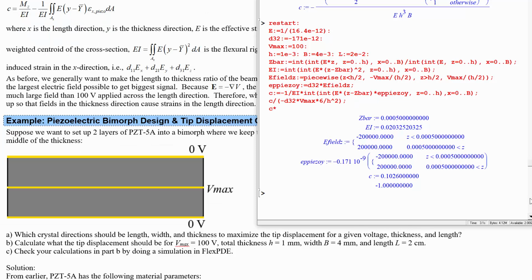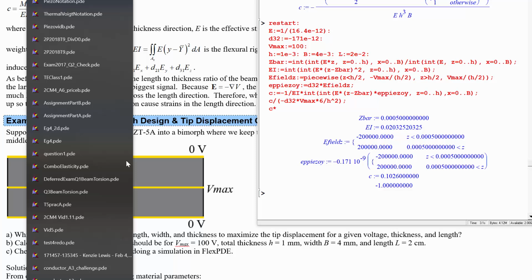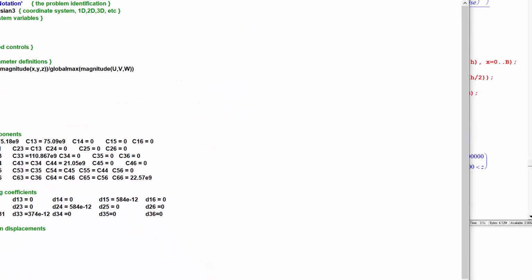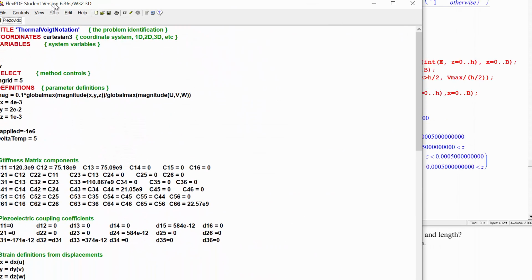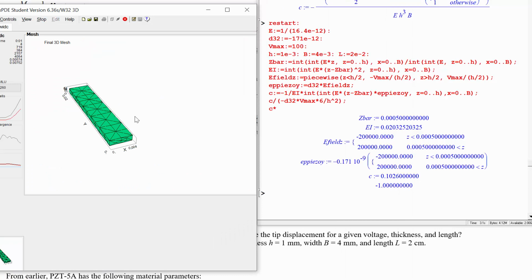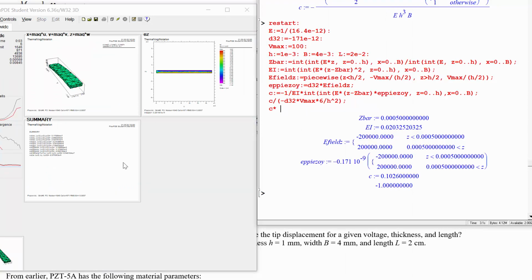C times, oh, I seem to have crashed FlexPDE. Let's try that again. Fortunately, it saves every time between simulations. So let's try that out. Maybe I won't type over here while I'm doing that this time.